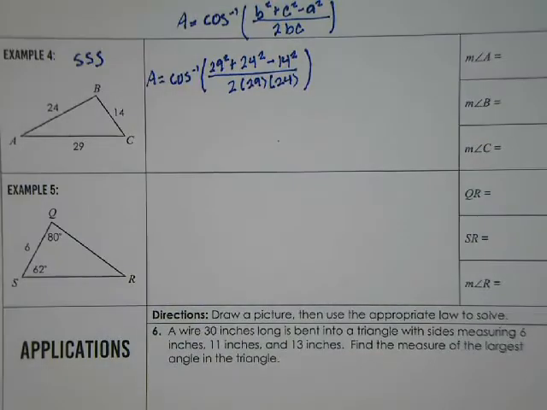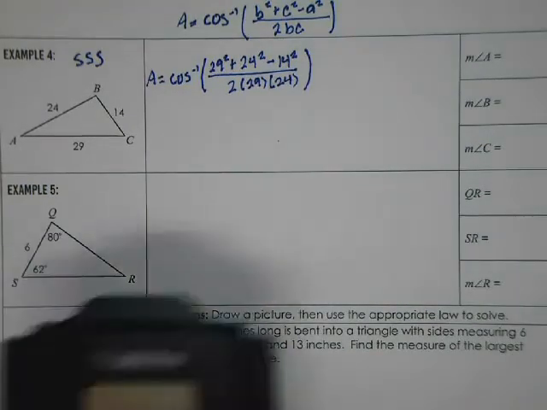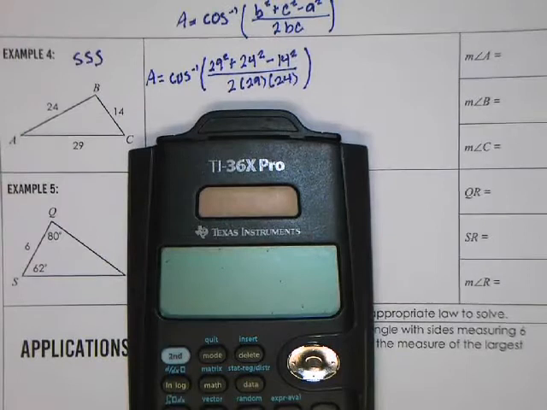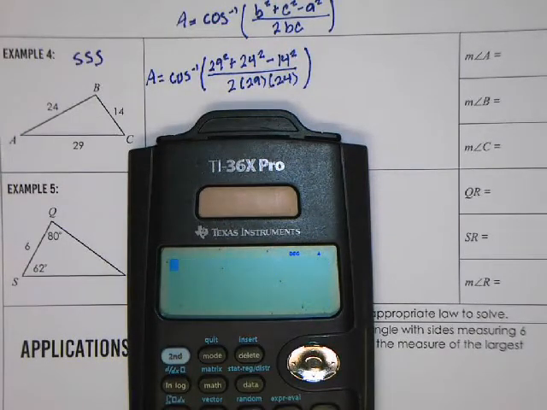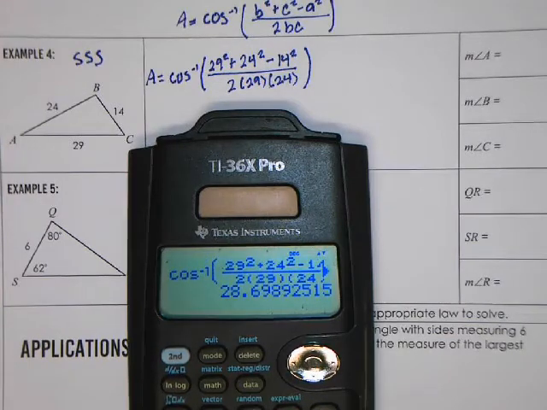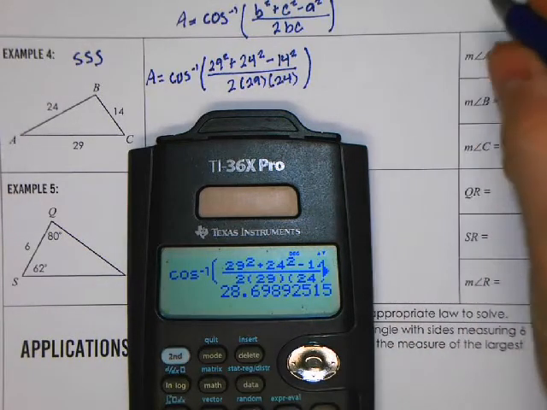And this is where the calculator is going to save us a lot of work. We'll go to our calculator and just type in the ratio. So here, inverse cosine, and I'm going to hit my ratio button, 29 squared plus 24 squared minus 14 squared, all of it divided by 2 times 29 times 24. And in this case, I am getting an angle measurement of about 28.7 degrees.